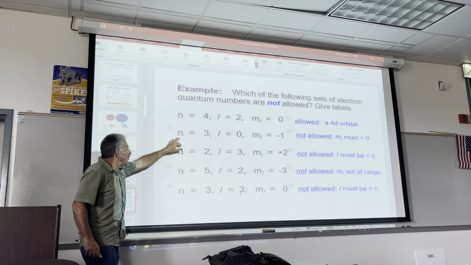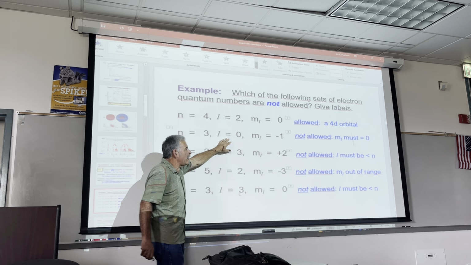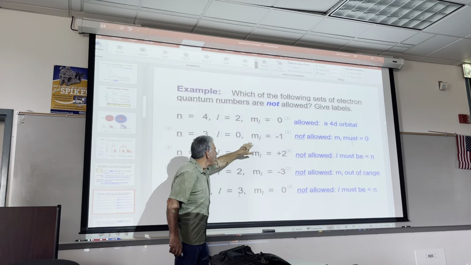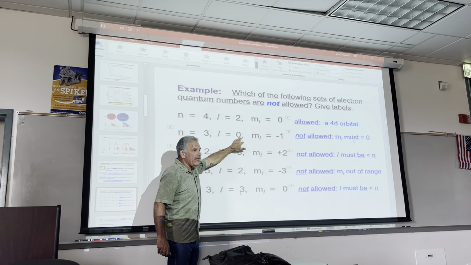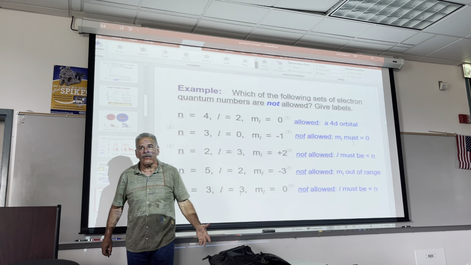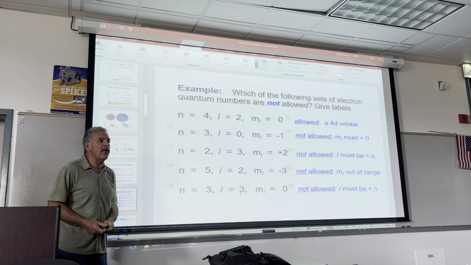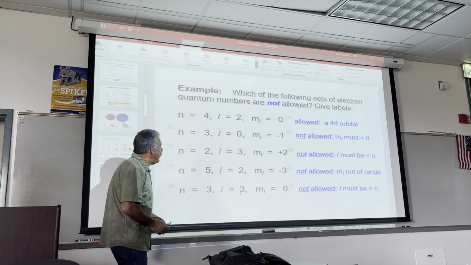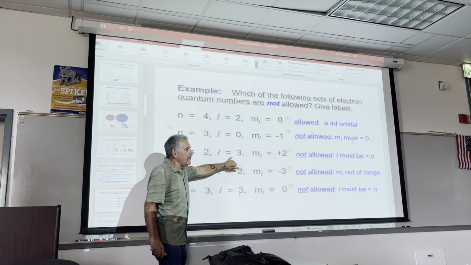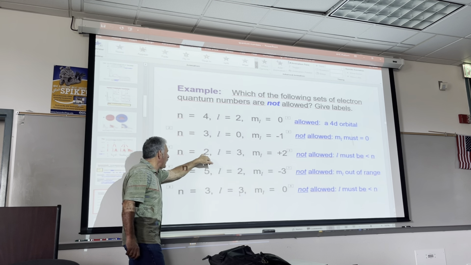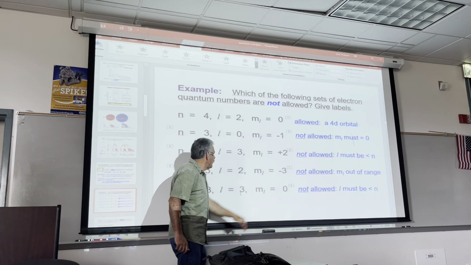How about this one? n equals 3, l equals 0. So far, so good. l equals 0 is the s orbital. But then we say m sub l is minus 1. Well, you can't do that because it can only be 0. Okay? You with me? Everyone see that? Okay. We'll go to the next one. n equals 2, l equals 3. No, because l has to be 1 or less. So not allowed. And we can forget about that.